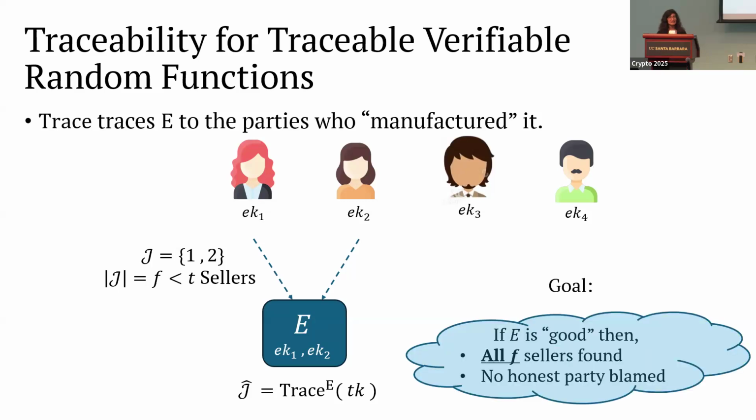Now the goal of traceability in some more detail is if the evaluation box is good. Informally, this means that the box does actually give you the correct evaluation of the function with a high probability on random inputs. So it does work in some sense.